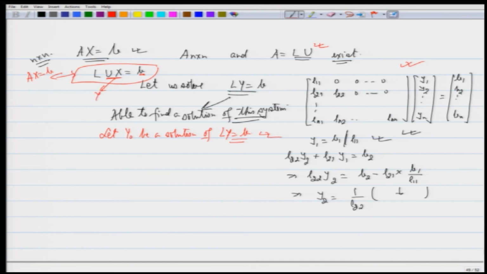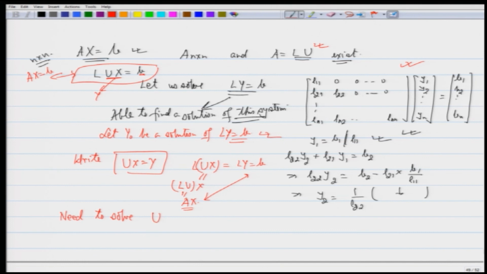So, if I write Ux is equal to y, then what we see here is that L times Ux is equal to L times y, which is B. At the same time, this is also equal to LU times x, which is equal to Ax. Fine. So, indirectly I am solving the system Ax is equal to B. Now I need to solve Ux is equal to y naught, because I have already obtained y naught.